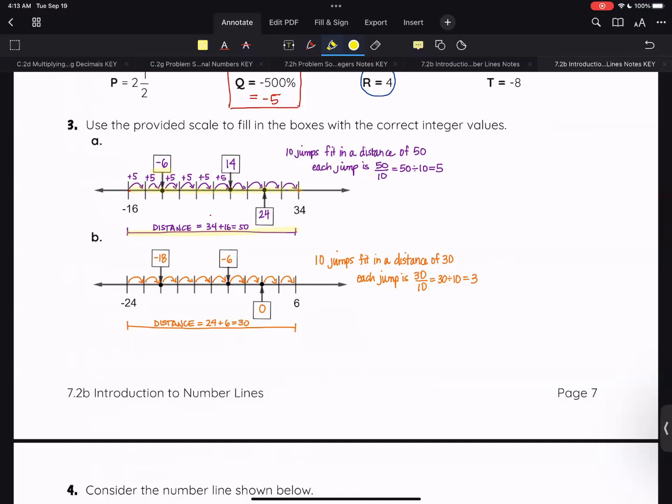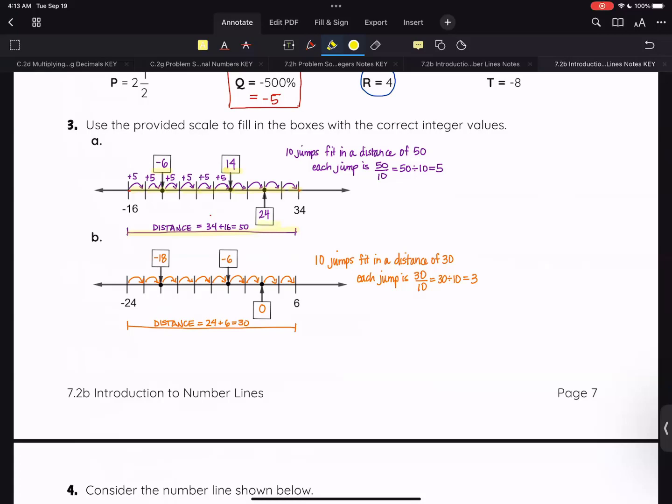If we then count from this box to the next unknown box, that's 4 jumps of 5. So that's going to be 20. I'm going to add 20 yellow counters to the negative 6 red counters that I have, take out my 0 pairs, and I'm left with 14. My last box, I will move forward 2 jumps or 10 to get to 24.